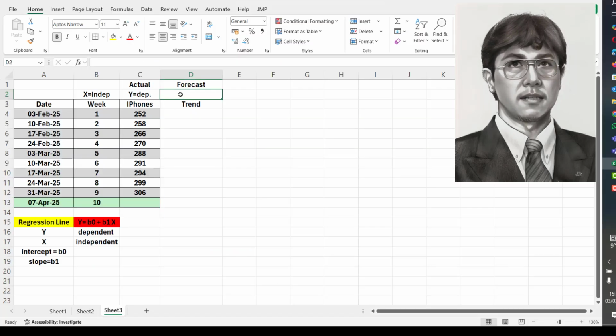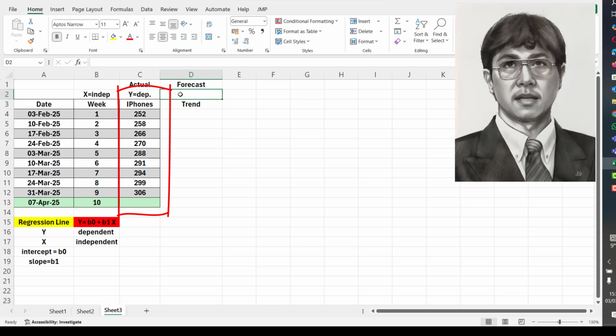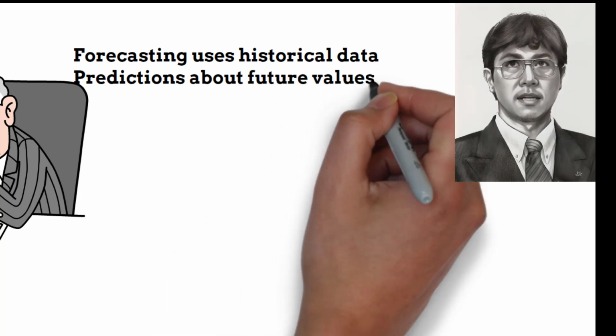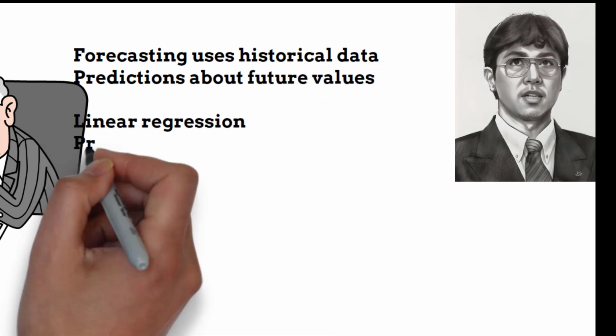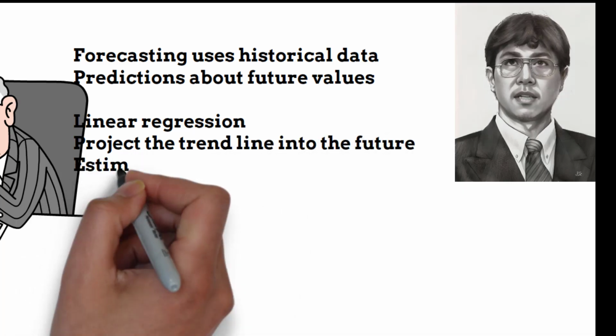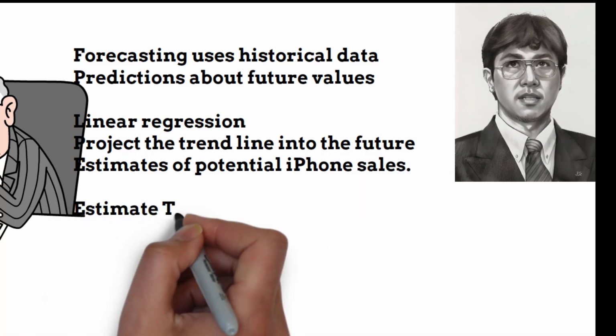If you look at the table, we have data on iPhone sales from week 1, Monday, February 3rd, to week 9, March 31st. We need to forecast the iPhone sales for week 10, April 7th, 2025. Remember, forecasting uses historical data to make predictions about future values. Linear regression lets us project the trend line into the future, giving us estimates of potential iPhone sales.